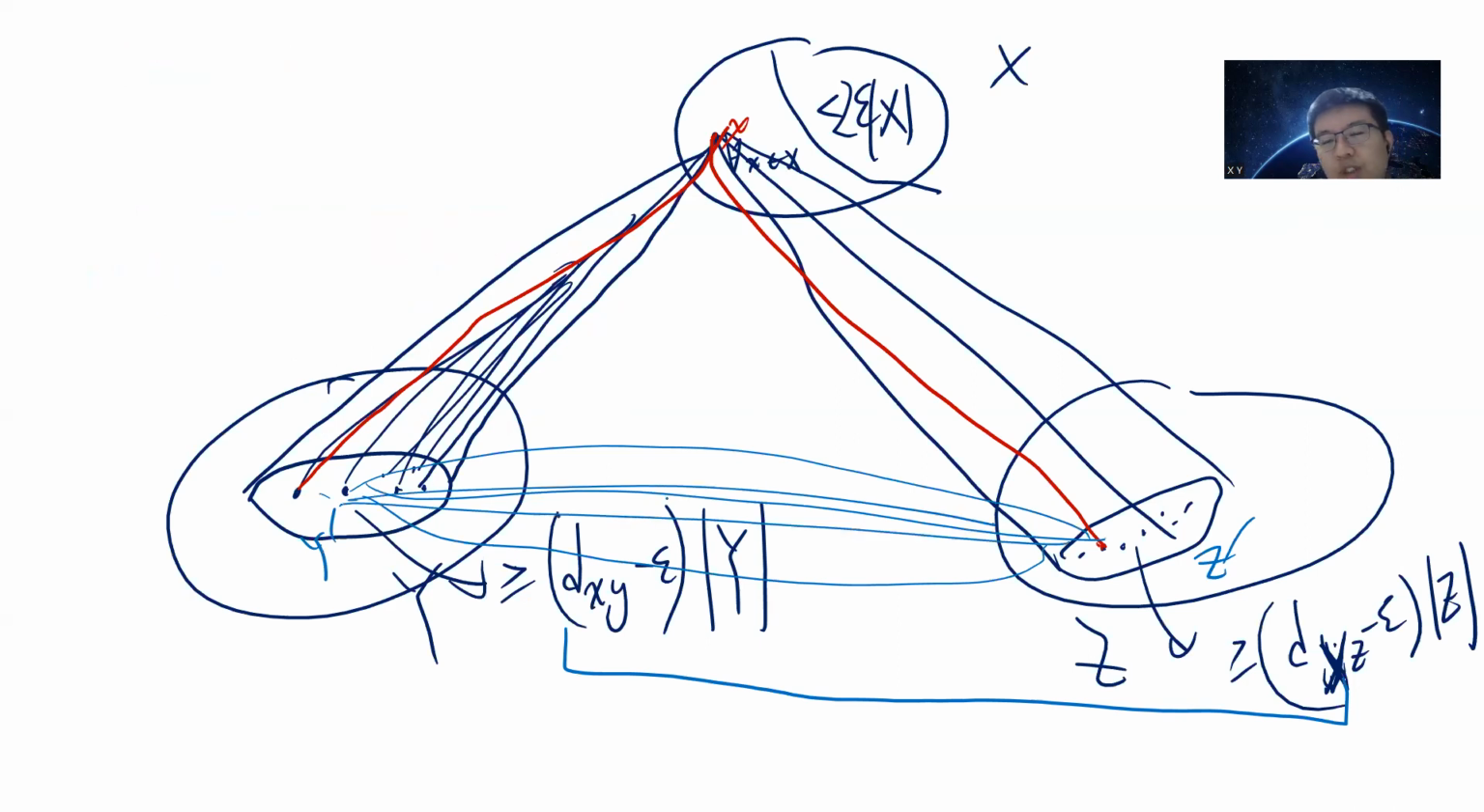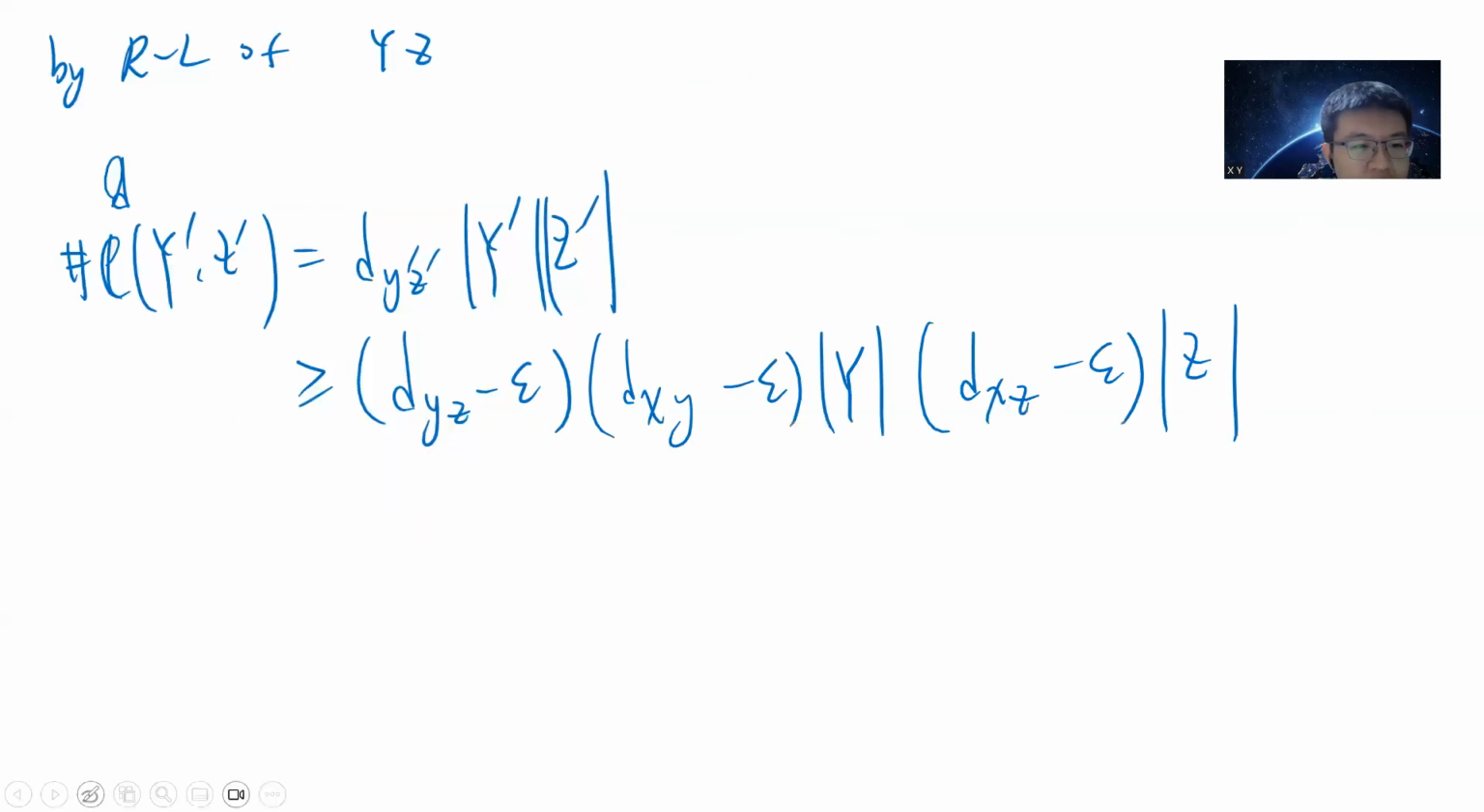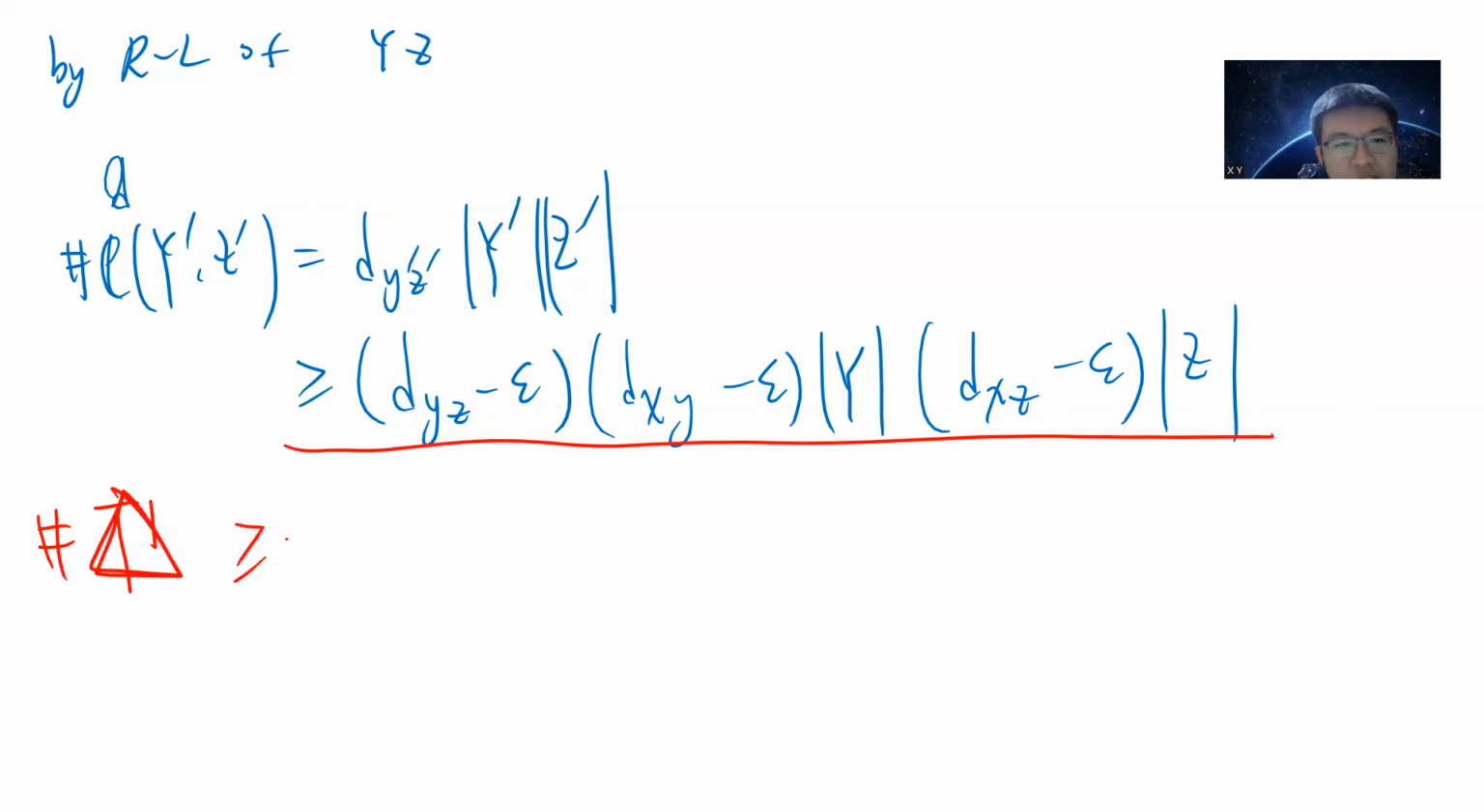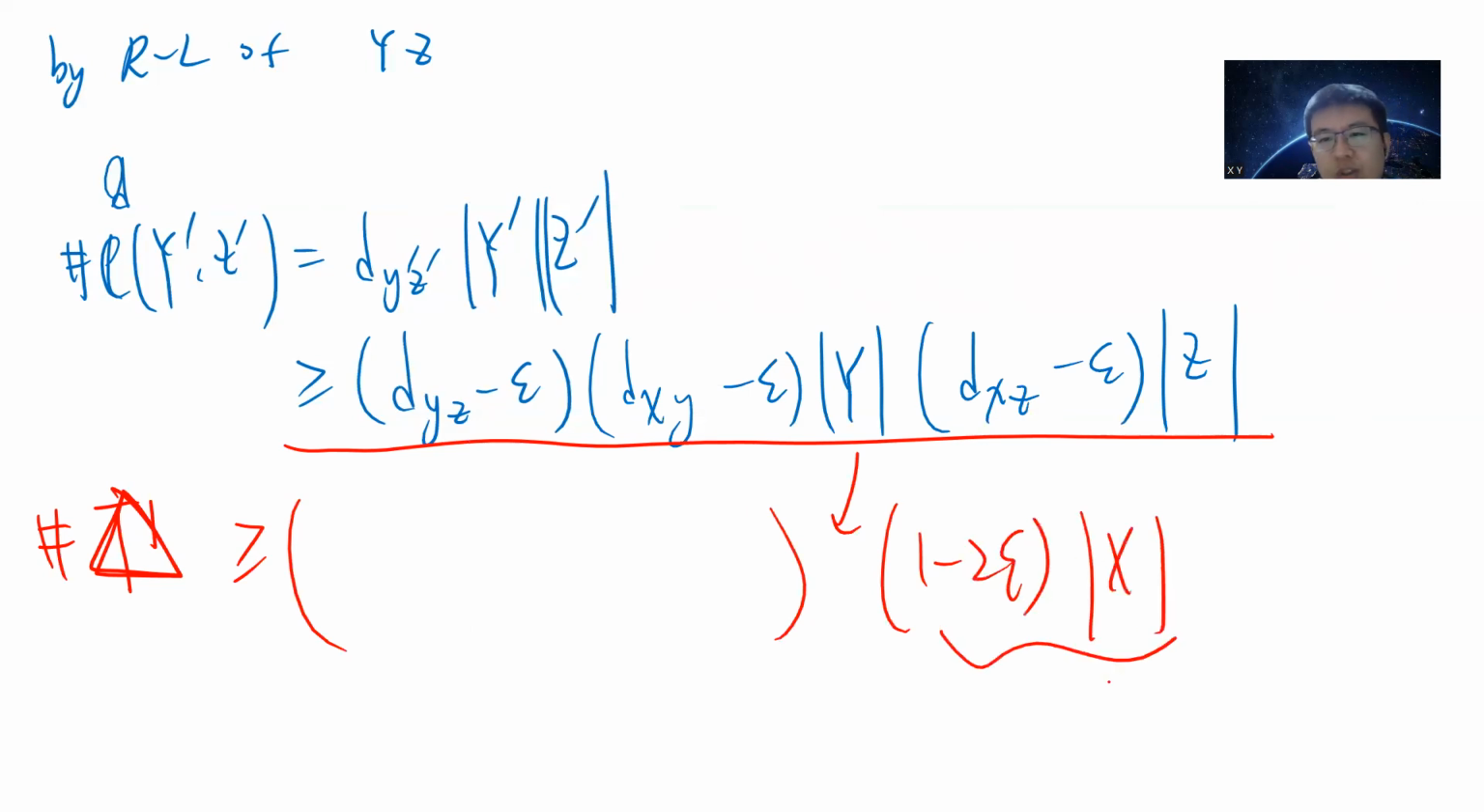So this forms a triangle. For each x, you can always find such a pair that forms a triangle. So the number of triangles is greater than or equal to this quantity times (1 minus 2 epsilon) |X|. Because for each good x there are always such y and z, and for this pair we use the regularity of YZ. So this is the triangle counting lemma.